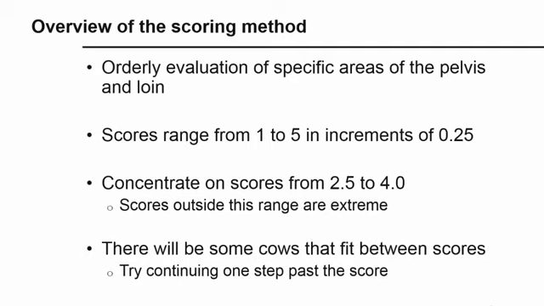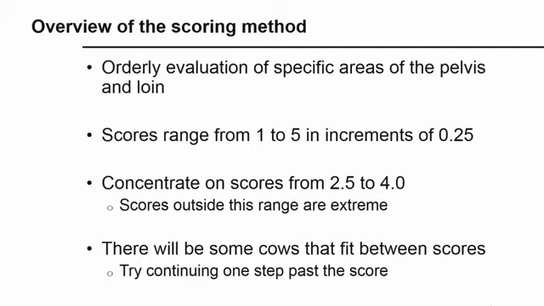Scores range from 1 to 5 in increments of 0.25. The amount of body fat increases as you move up the scale from 1 to 5. This system concentrates on accurately assigning scores from 2.5 to 4.0. Scores outside of this range are extreme and indicate serious problems. For example, the difference between a 4.75 and a 5.0 is insignificant. Both cows are seriously overconditioned and prone to the same metabolic problems. We would not base management decisions on the differences between these scores. The same is probably true of two cows scoring 1.5 and 1.75.